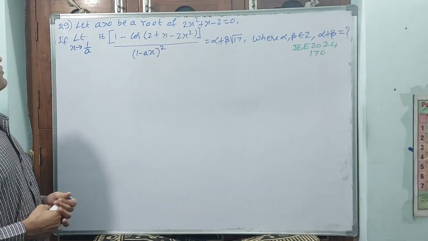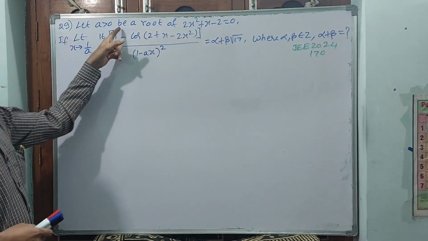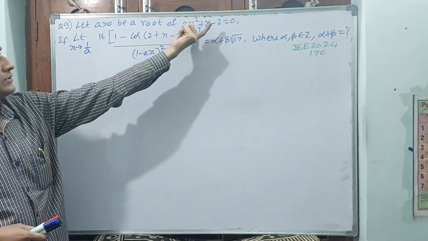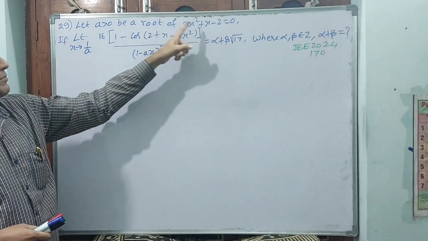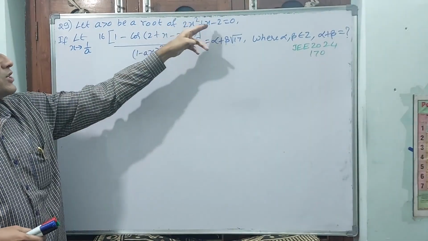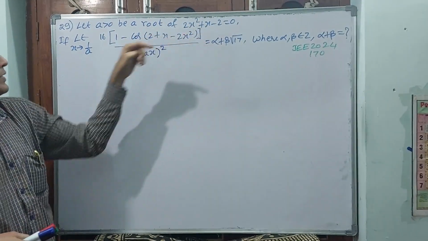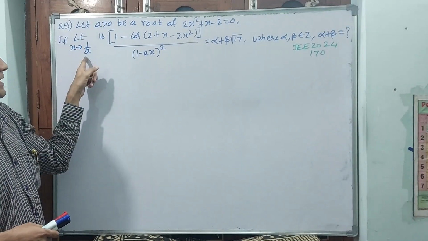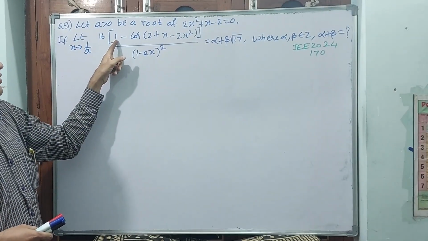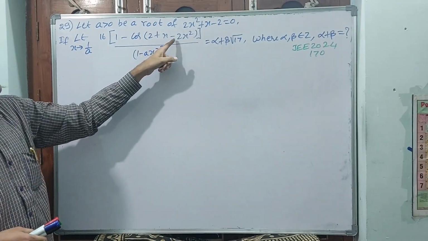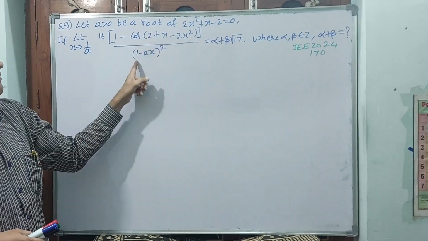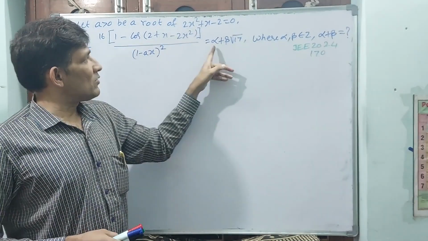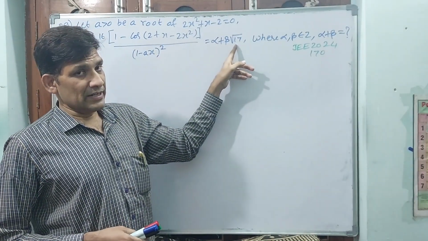Okay, see question number 29. Let a > 0 be a root of 2x² + x − 2 = 0. Since a > 0, that means of the two roots, the positive root you have to take as a. Limit x tends to 1/a of 16 times (1 − cos(2 + x − 2x²)) divided by (1 − ax)². This limit value is alpha plus beta square root of 17.